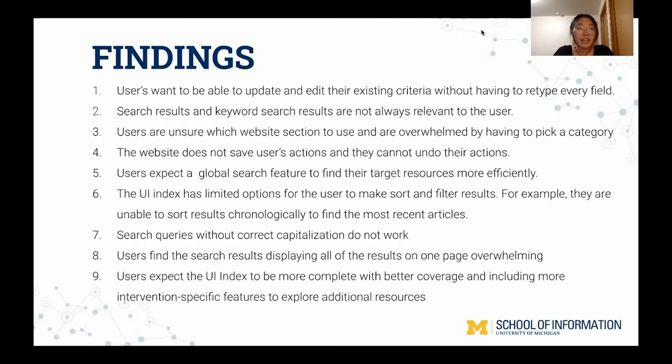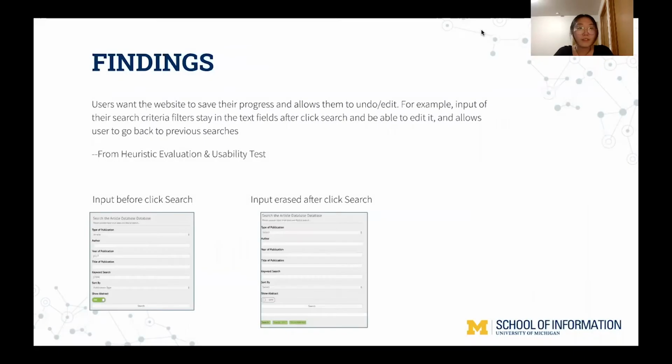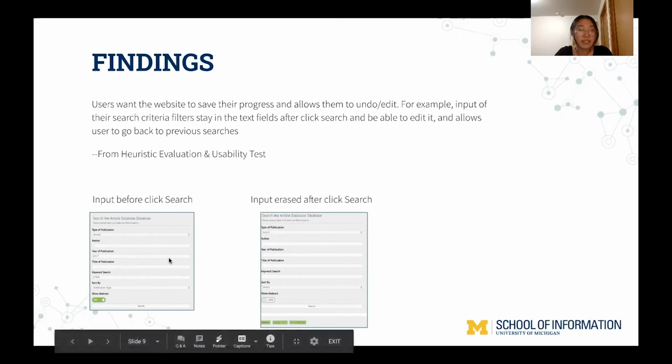Thanks, Chu. Here are the 9 most important findings we have discovered throughout this semester, and today we'll discuss the 5 most important ones. First, we have discovered that users want the website to save their progress and allow them to undo or edit their search terms. In this image, we can see that after the user types all the search queries and clicks the search button, they will lose all the content they have typed.